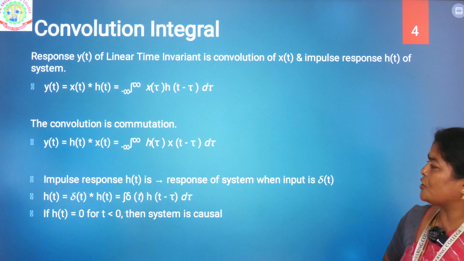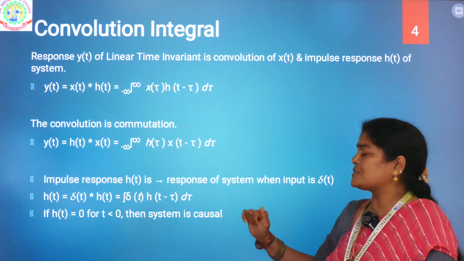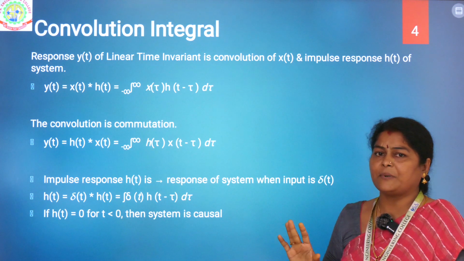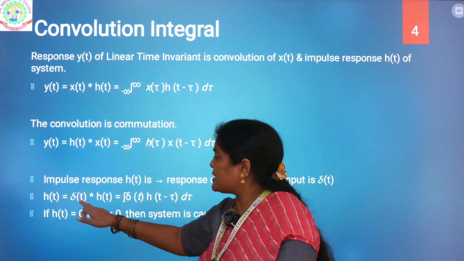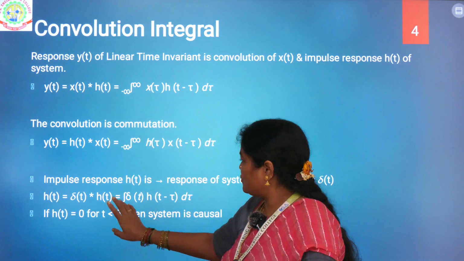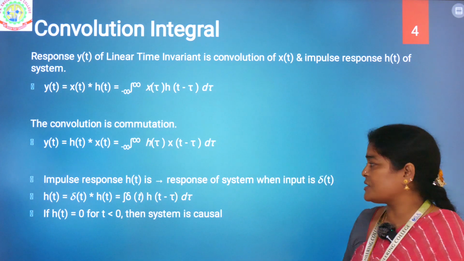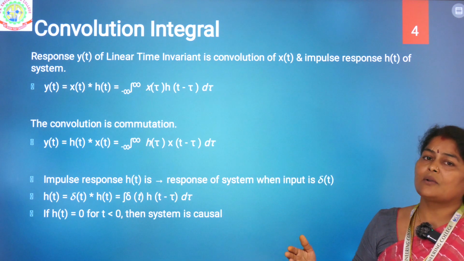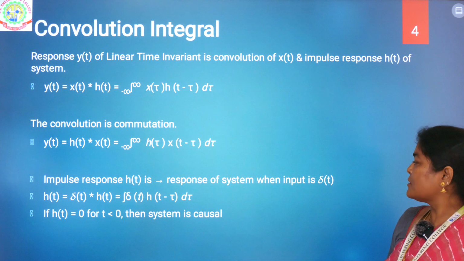Let us take h of t to represent the impulse response. So what is impulse response? Impulse response is the output response when your input is del of t, which is the unit impulse. So when you substitute x of t as del of t, y of t becomes h of t. So h of t is equal to del of t convolution h of t. It is mere substitution, so the integration becomes a mere substitution, and hence we get the output as h of t. The condition is, when h of t is 0 for t less than 0, we call the system causal.